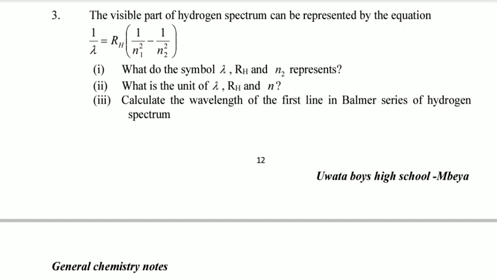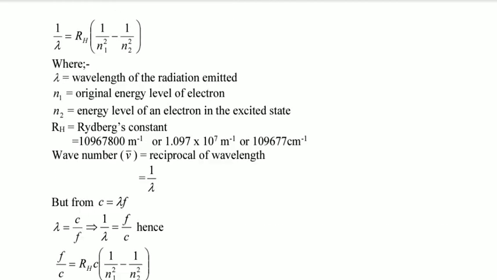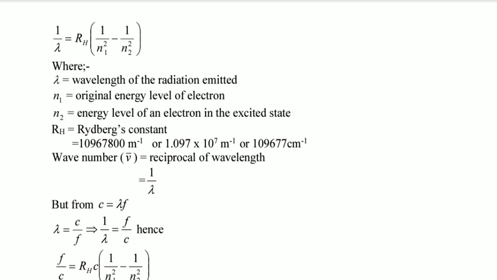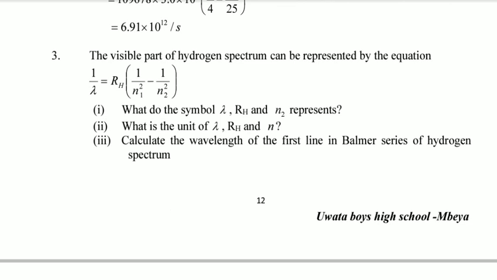What is the unit of lambda? That one and that one. As you know, the unit of lambda is per meter. The unit of the Rydberg constant, as it is seen here, is per meter. It is per meter also. And the energy level does not have a unit.